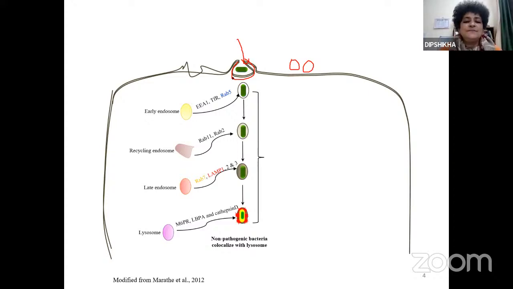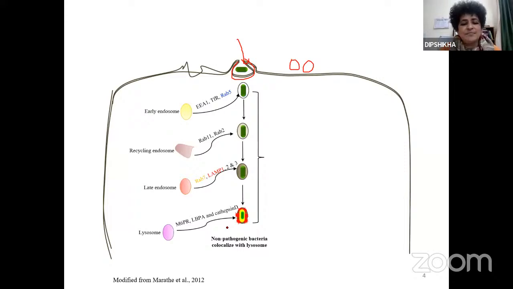By default, it has this so-called membrane around it. This is a plasma membrane, okay? So this one, we call a bacteria-containing vacuole. So the green is a bacteria. Now this is the vacuole. So, bacteria-containing vacuole. Now, this bacteria-containing vacuole is foreign to the body, right?